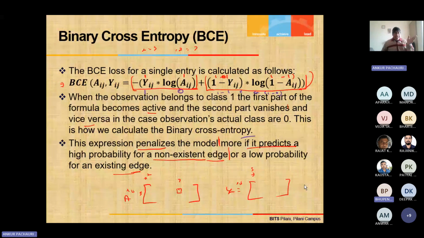It's a binary problem, right? Either there's an edge or not. Suppose for Y11, we are comparing Y11 and A11, right? Both are either matching or not matching. Either both will have 1 1 or 0 1, so there are two possibilities. If they are matching, then BCE will be 0, loss will be 0, there's no loss. If they are not matching, there will be a loss.